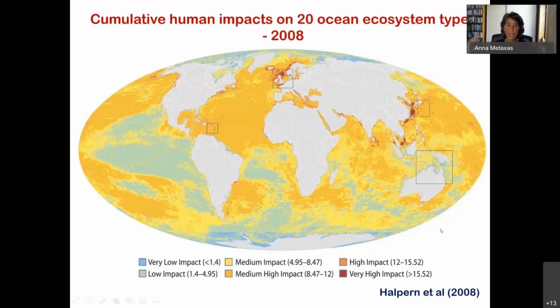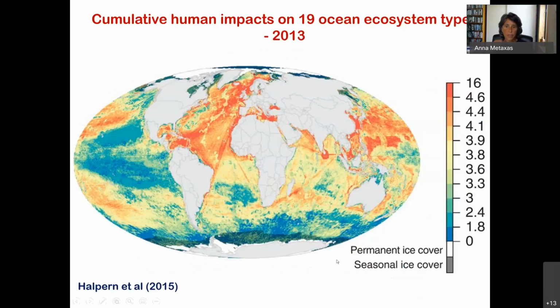Now, the group redid this in 2013, 5 years later, and only looked at 19 ecosystem types. But nonetheless, they just wanted to see how we had done in the ensuing 5 years. What you see here is a different kind of scaling, in that the redder the colors are, the higher the impacts are. Again, there are some areas that have a lot of impacts, particularly in the North Atlantic and also in the Western Pacific.